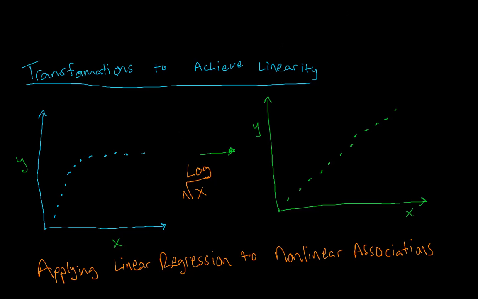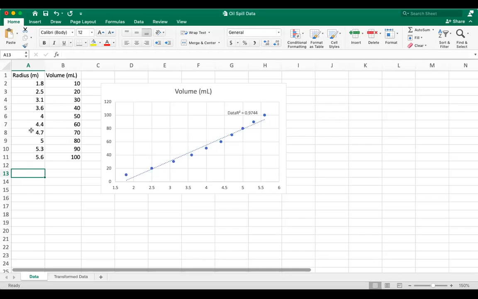So let me pull up the data that I've got regarding oil spills. In this data, the situation is that a company can take aerial photographs of an oil spill and determine how much oil is actually in the lake or the ocean, just by measuring the radius of the oil spill. We've got some data here that they've tested inside of a lab. When the oil spill has a radius of 1.8 meters, the volume in milliliters of the oil spill is 10, and that's plotted right here.